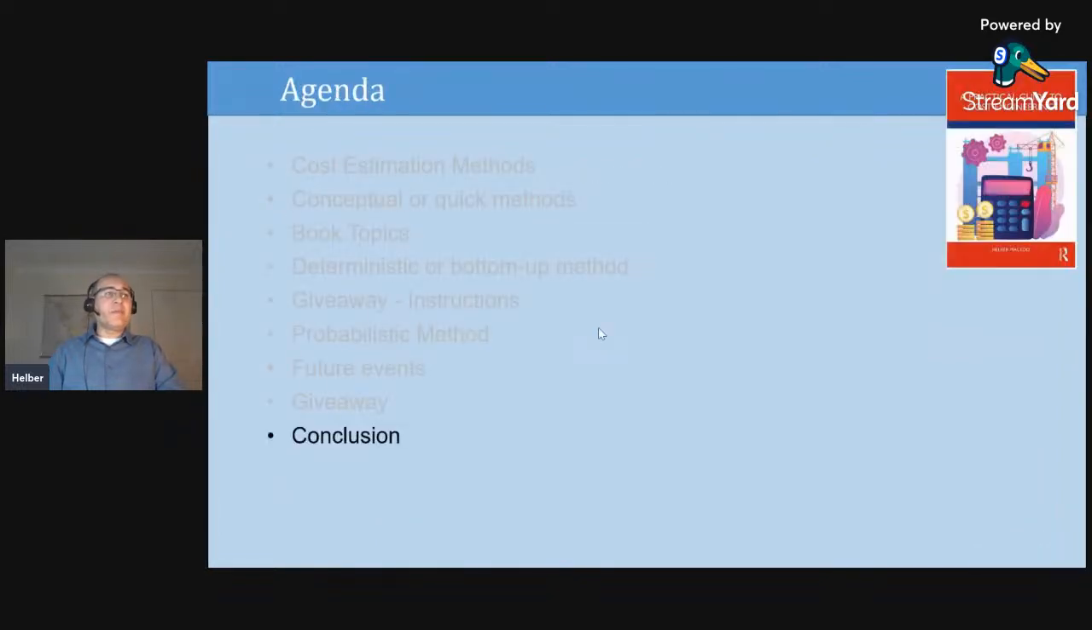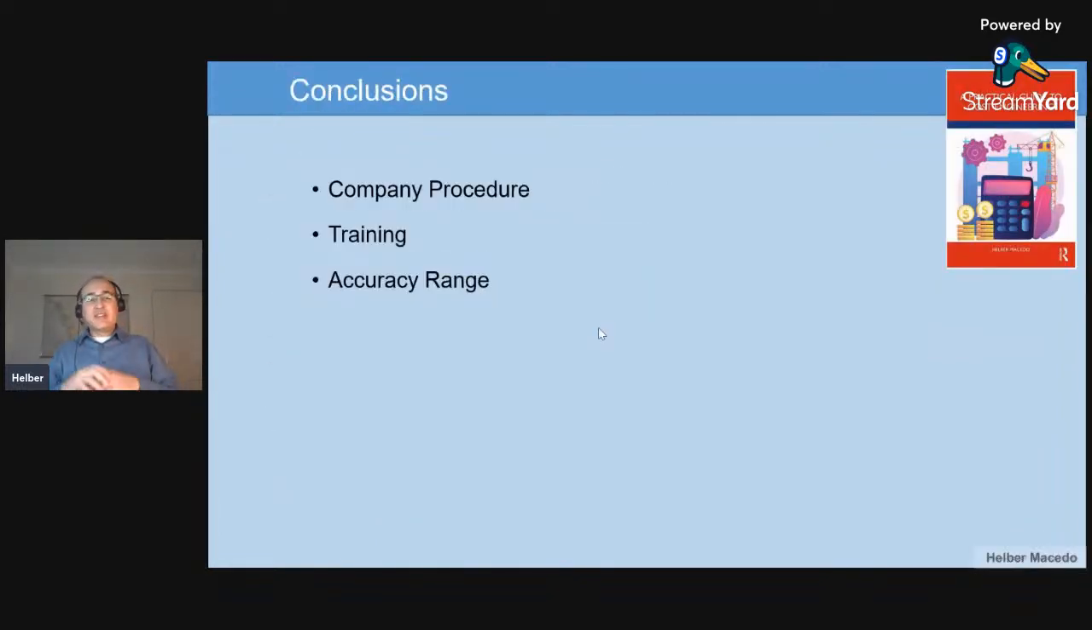Okay, so the conclusion: it's very important that each company has a procedure to say what technique they will use and when they will use it. The second thing is very important: training. We need to study, and it's important that the company provides training for all the employees on how to use the techniques, how to understand the scope, how to mitigate errors, and how to improve the analysis.